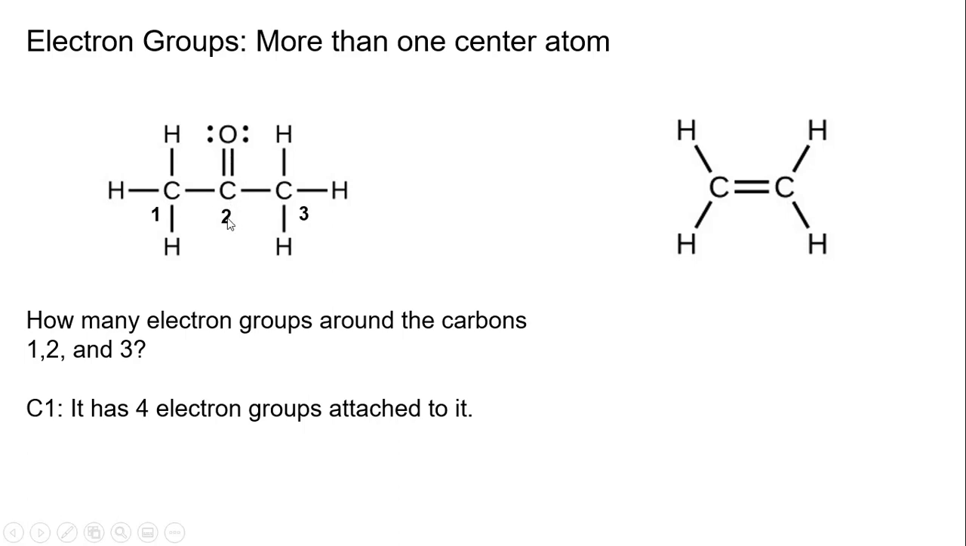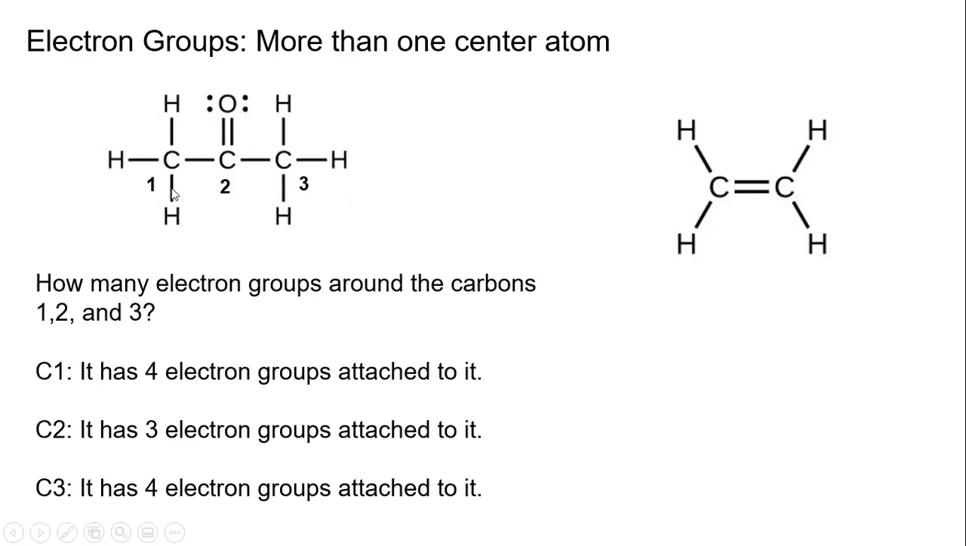Now if we look at the middle one, we don't care about the hydrogens. We only care about the carbon-carbon bond here and the carbon-carbon bond here. So if we look here, we count 1, 2, 3. We have 3 electron groups attached. We do not care if this is a single bond or a double bond. It does not matter. We count it all as one attachment. And then the same here will match this one. So this one will have 4 electron groups.